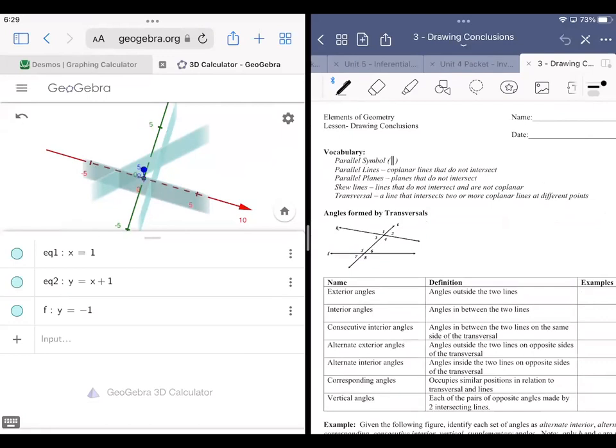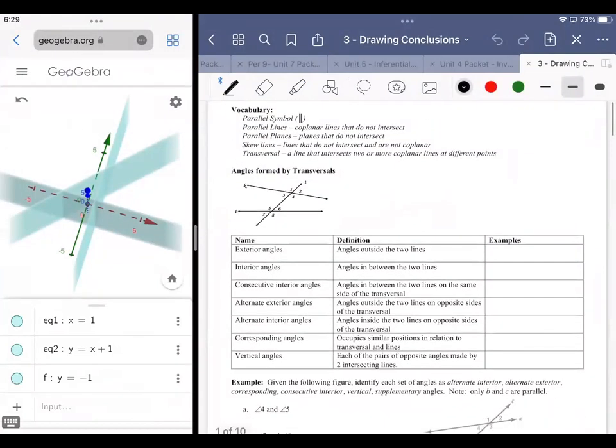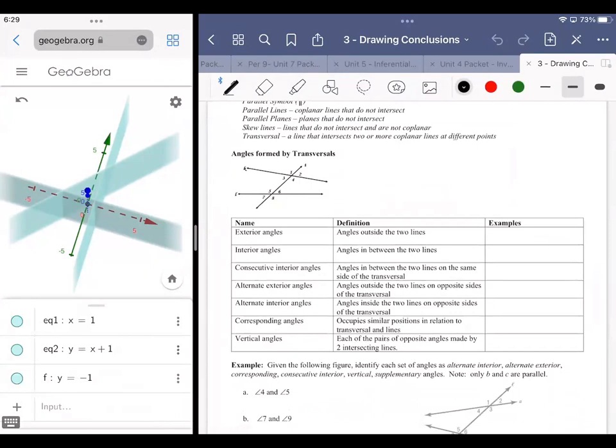It's probably a longer explanation than was necessary, but it's definitely worth the time, because the visuals, I think, make all the difference. Once we realize that we're talking about instances in two dimensions that allow us to learn about three dimensions, that gives us a goal for everything. So we talk about things like exterior angles, interior angles, consecutive, all the things on this list.